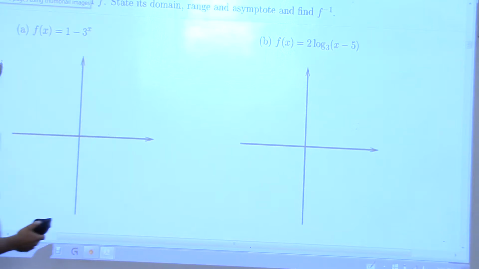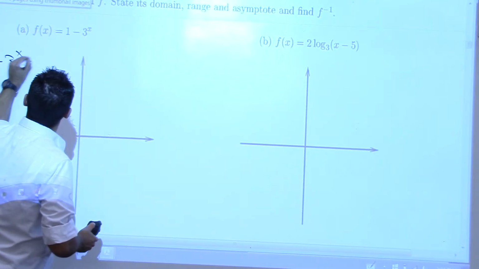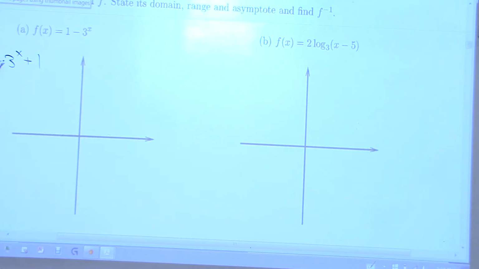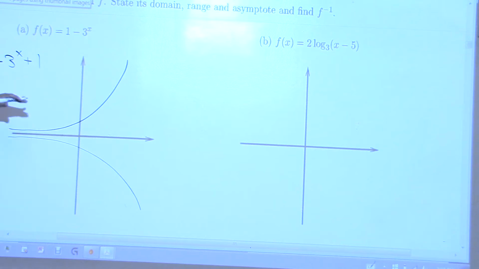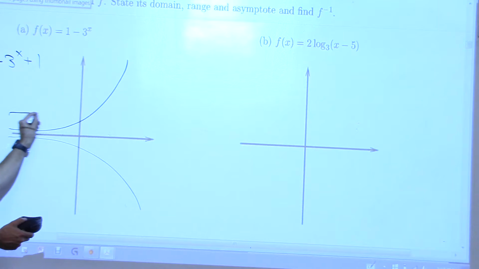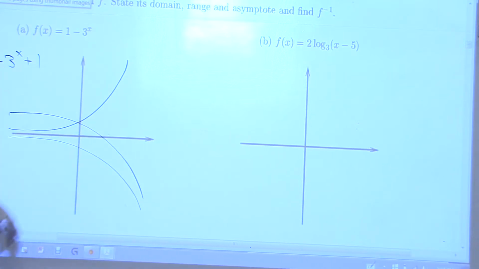We could rewrite that as negative 3 to the x plus 1, right? So we graph 3 to the x first, which we know is exponential growth. A negative reflects it over the x-axis, so it's actually here, and then up 1, so it moves the whole graph up 1. So our final answer would be somewhere around here. Yeah, you get the idea. Okay, what about this one?